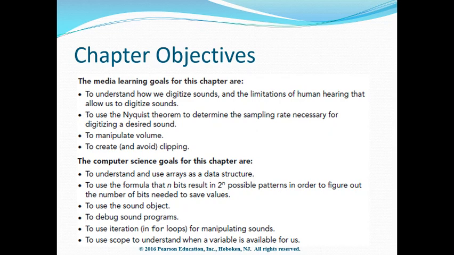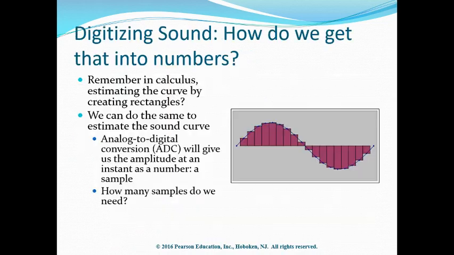The computer science goals are to use arrays and data structures, to use the formula that n bits results in 2 to the n possible values in order to figure out the number of bits needed to save values, to use the sound object to debug sound programs, to use iteration such as for loops for manipulating sound, and to use scope to understand when a variable is available to us.